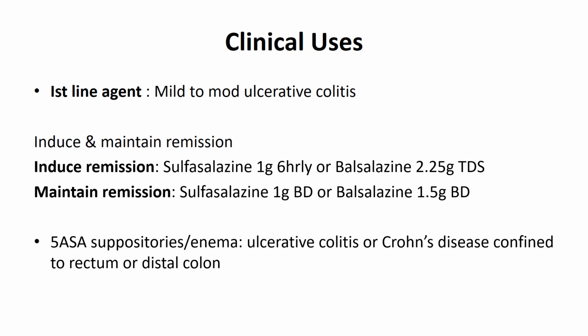The 5-ASA suppositories and enemas can be used when the ulcerative colitis or Crohn's disease is confined to the rectum or distal colon. So when the disease is in the distal colon or in the rectum, we don't need to pass all the area from the stomach to reach the colon. We can directly give to the colon or rectum by suppository or enema.